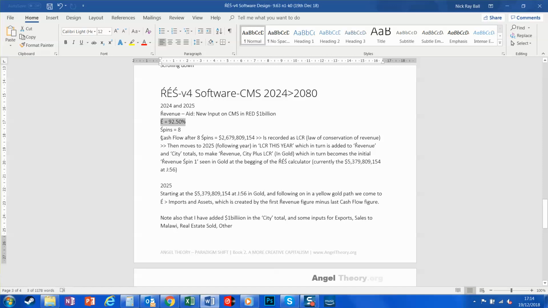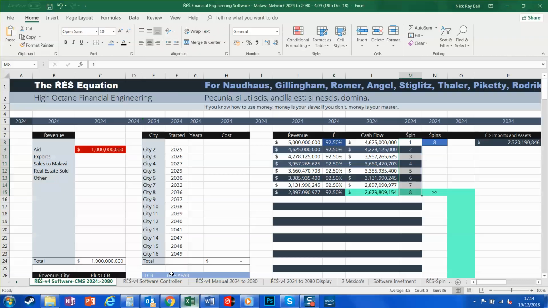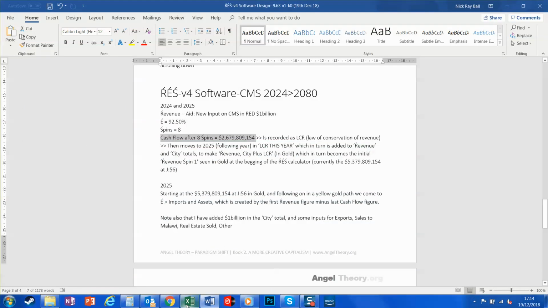And there we see the spins. Cash flow after 8 spins is 2.6. Okay, we see there 8 spins, and that's the cash flow there, and that's in green. I've just noted it in green so that you can follow it. It is recorded as the law of conservation of revenue, and moves to 2025. So cash flow after 8 spins follows the path.